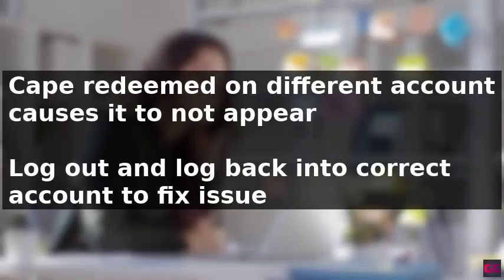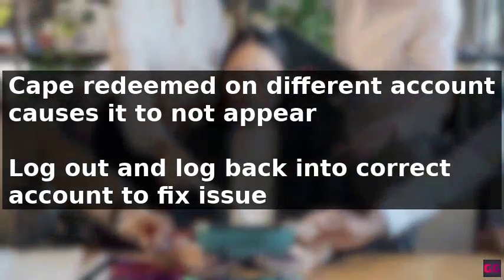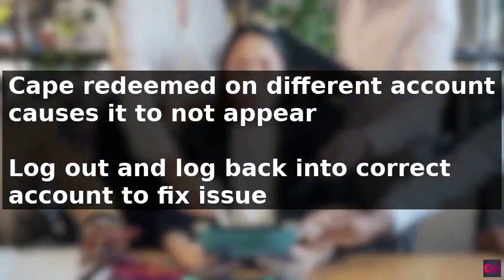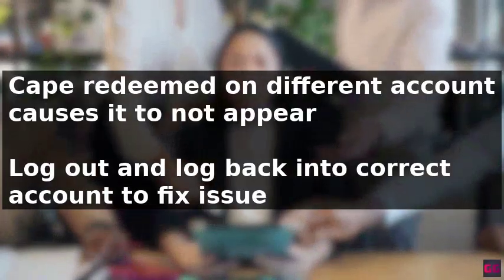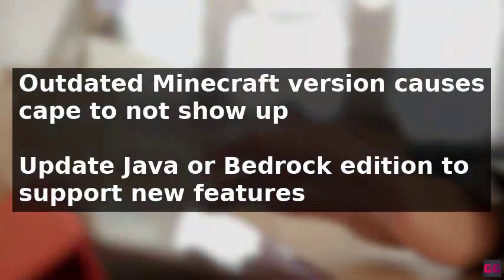Another reason for the cape not showing up could be that it was redeemed on a different Minecraft account. To fix this, log out of your current account and log back into the one where you redeemed the cape.